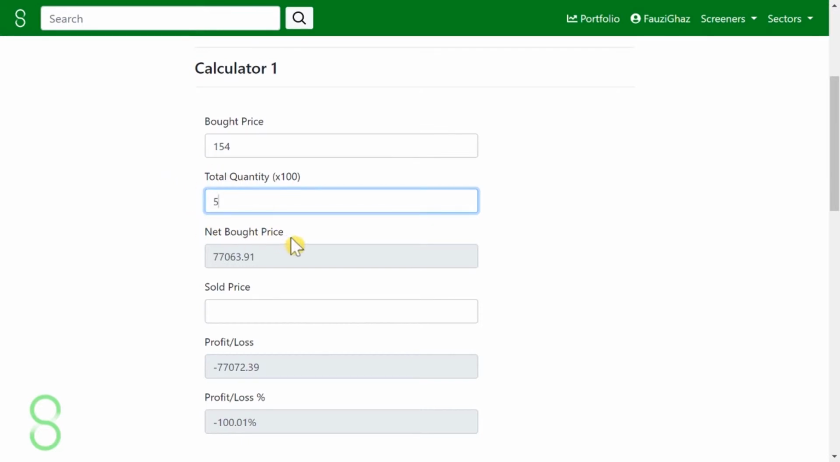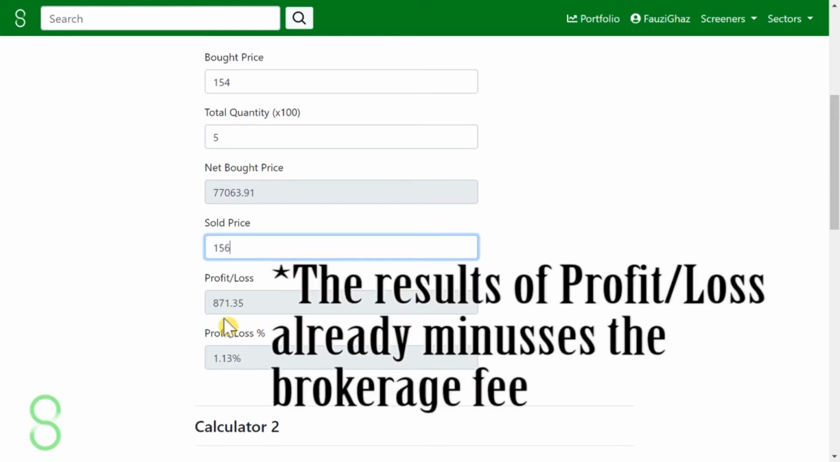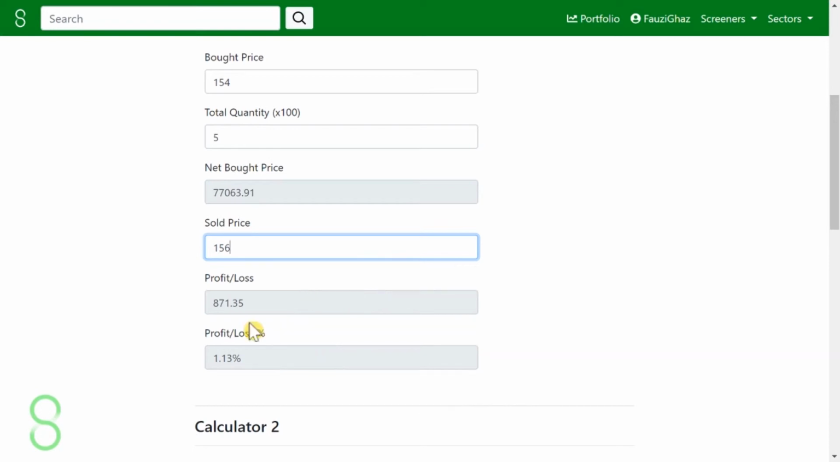After which, the net bought price will be generated. This is the price of the share including brokerage fees and everything else. So after this, you can put in your sold price. Right now your profit and loss is negative because the sold price is not written down yet. So let's just say that I bought this at 154 and I sold it for 156. That would mean I had a profit of 871.35 and also a profit of 1.13%.